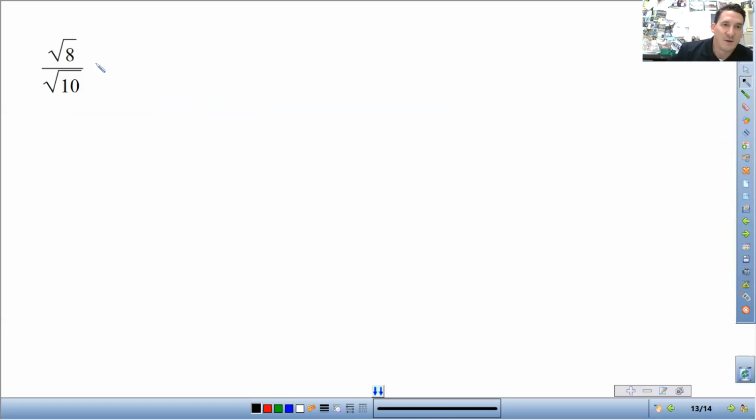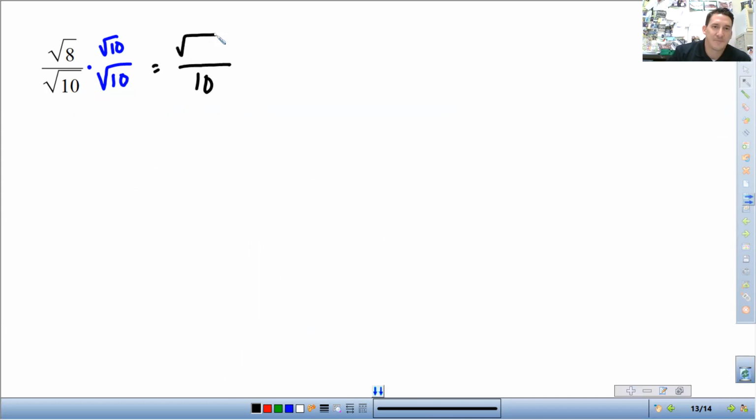Look at another example here. So we want to multiply top and bottom by the square root of 10. All right. So square root of 10 times square root of 10 is 10. Square root of 8 times square root of 10. So here's the thing. 10 times 8 is 80. We can simplify this even further, and we need to take that step.